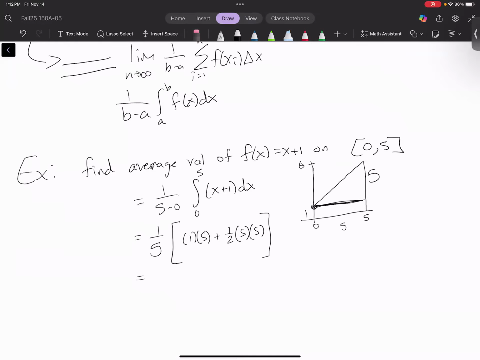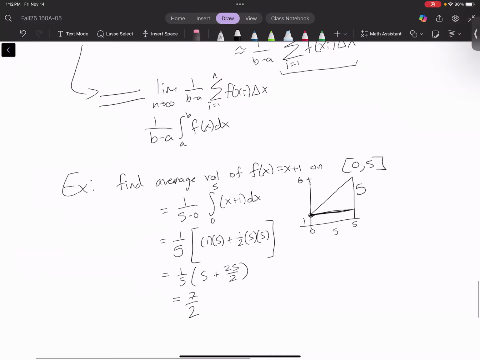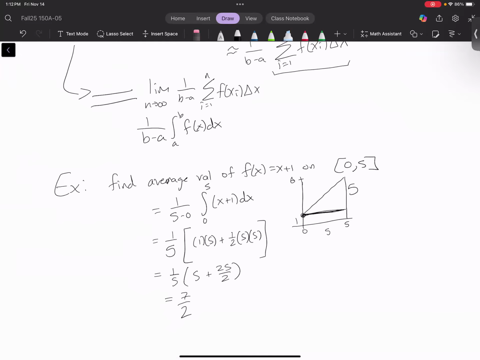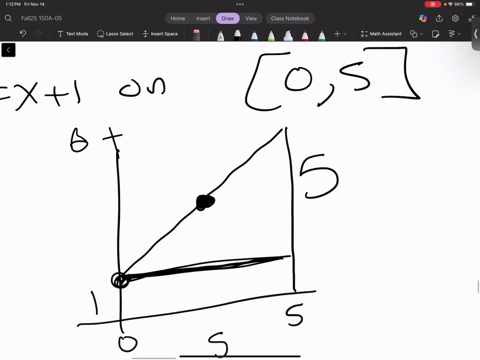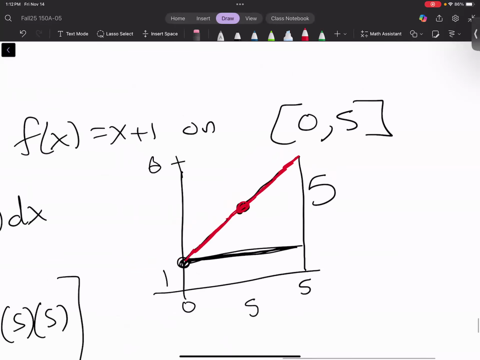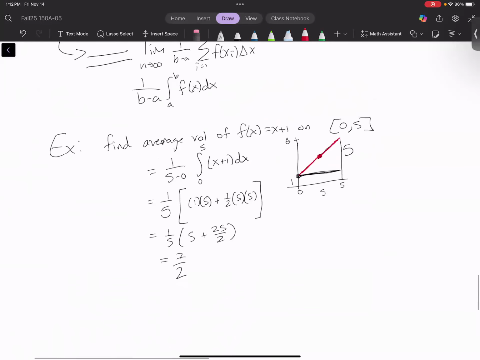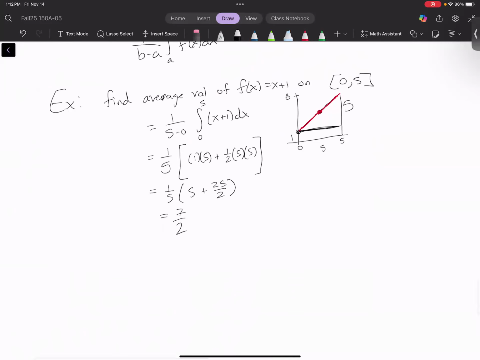So this is going to be 1/5 times 5 plus 25 over 2, and you can chuck that in your calculator and you'll find this is 7 over 2. Okay. So this is the average y value of our function. And what you'll find is in this case, it is what we intuitively might think it is. This is my function here. So what's the average y value? Well, it's probably going to be the thing in the middle, right? The thing that balances everything out. That's the average. Now with crazier functions, you won't be able to rely on intuition like that, but yeah.